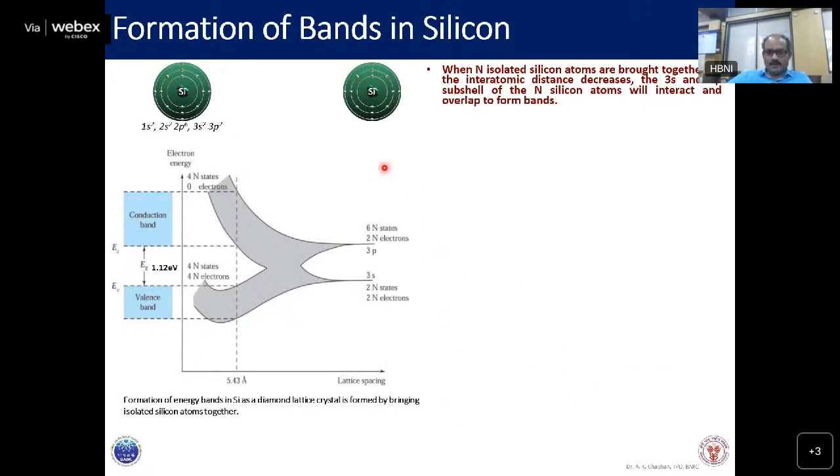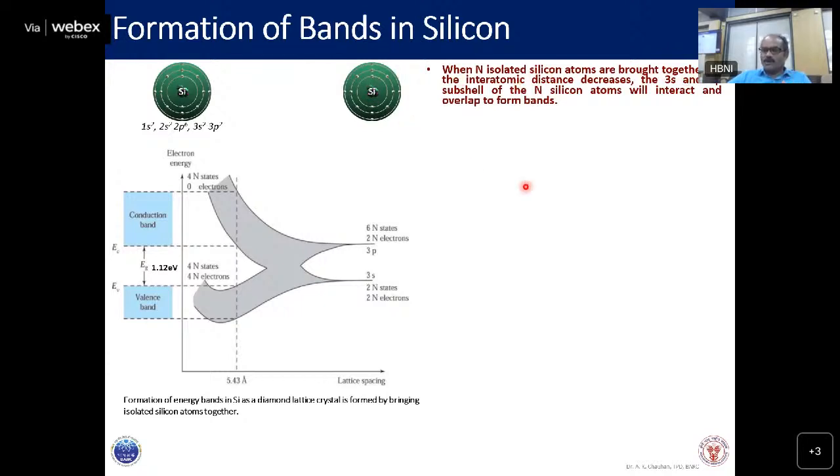Now, this is as far as the ground state is concerned, when the atoms are at a very far distance. So this is the situation when the distance is very large. Now I imagine n isolated silicon atoms, and I am bringing them together.